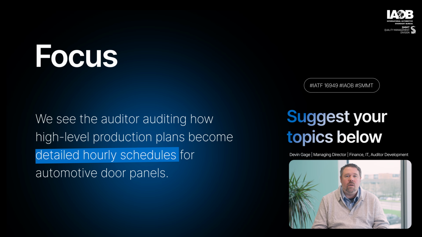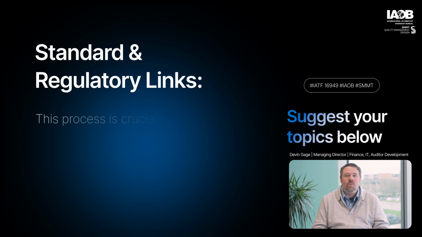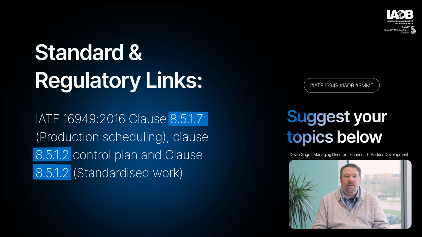In this video, we see the auditor auditing high-level production plans become detailed hourly schedules for automotive door panels. The process is crucial for meeting customer delivery requirements. This relates to IATF 16949, Clause 8.5.1.7 Production Scheduling, Clause 8.5.1.2 Control Plan and Standardized Work.